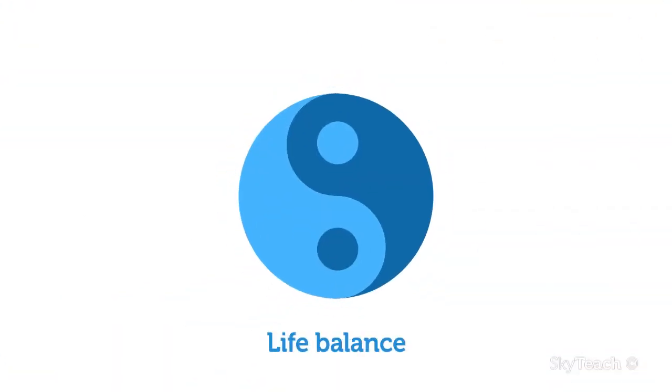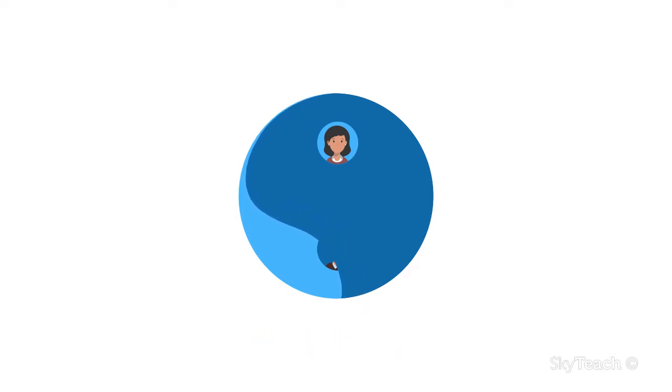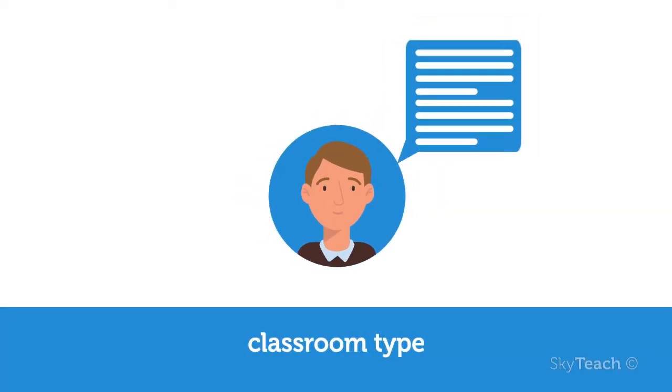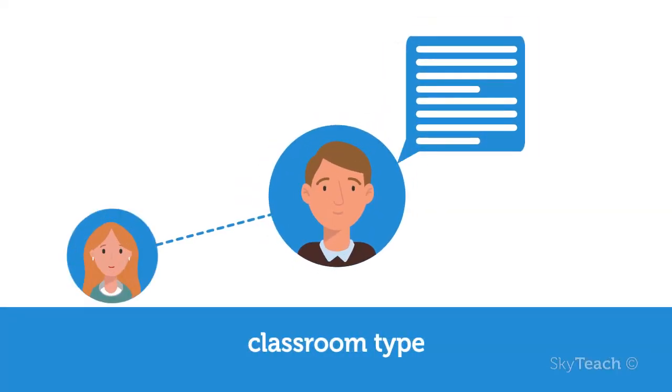Life is all about balance and harmony, and the balance between TTT and STT in an EFL lesson is no exception. Ideally, the lower the TTT is, the more efficient the lesson is. But it is not that easy. The amount of TTT is influenced by many factors. One of them is the classroom type.